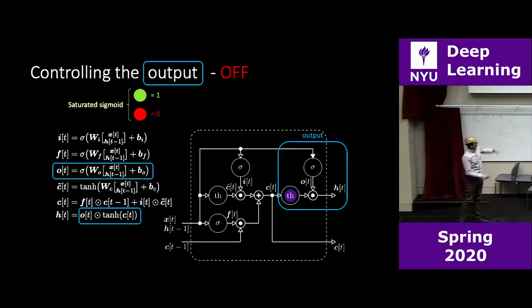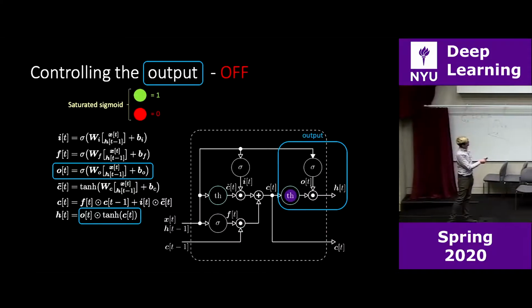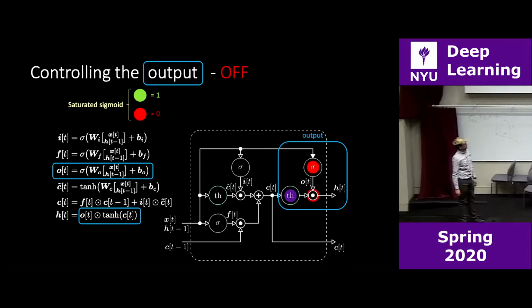So let's say I have a purple internal representation C. I put a 0 there in the output gate. The output is going to be multiplying a 0 with something. You get 0. Okay? Then let's say I have a green one. I have a 1. Then I multiply 1 with the purple. I get purple. And then finally I get the same value.